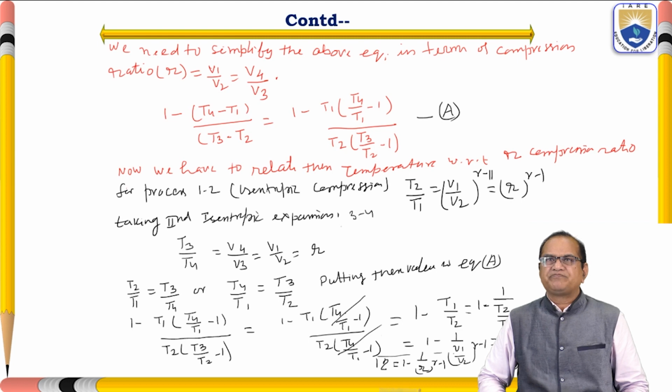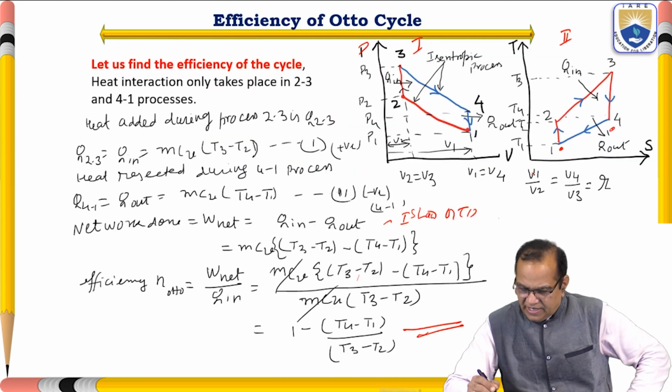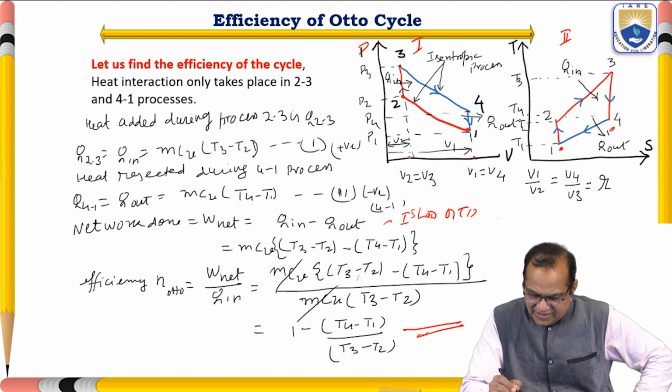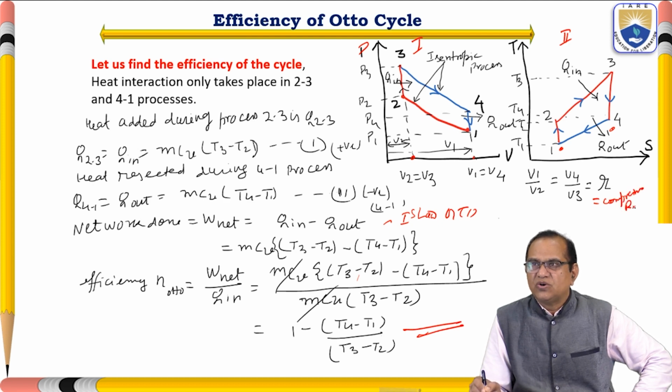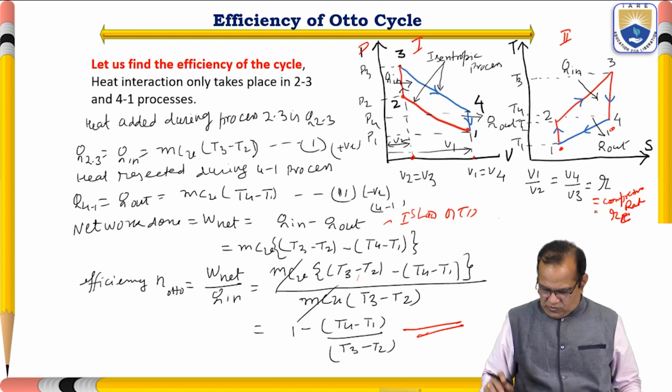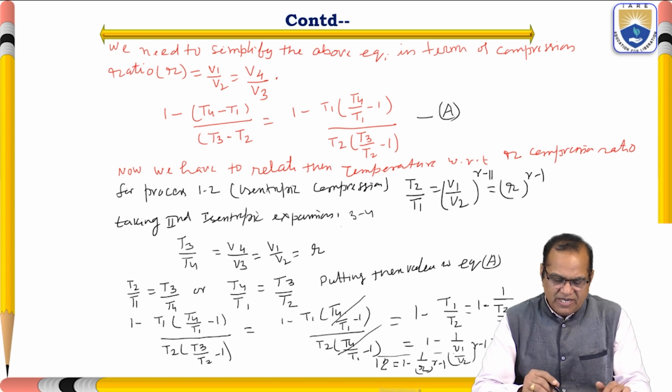So if you see here, this is V1 and this is V2. V1 divided by V2 is equal to V4 divided by V3, and this is called R, the compression ratio. Sometimes we write it as Rp or Rc. So here we got this compression ratio. I think you understood that V1 is equal to V4 and V2 is equal to V3. So V1 by V2 is equal to V4 by V3, and this is called the compression ratio.